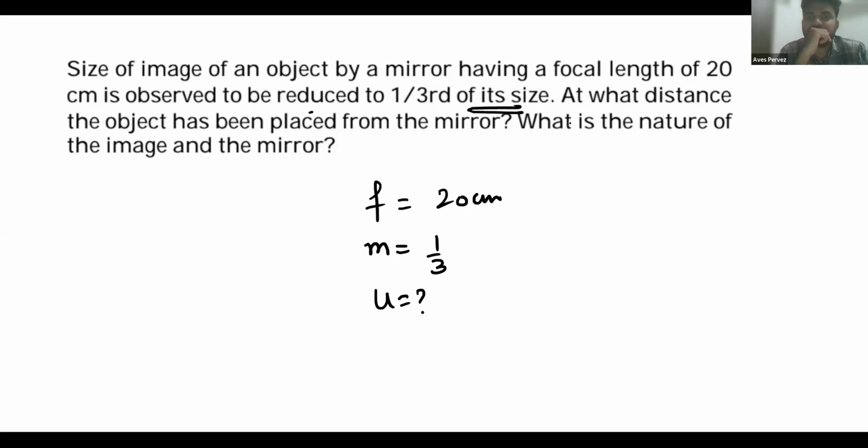Is it concave? Why not convex? It can be convex as well, because convex produces diminished images also. Yes, it can be. So the mirror can be here. You need to think here that the mirror can be both, because it is not mentioned here.